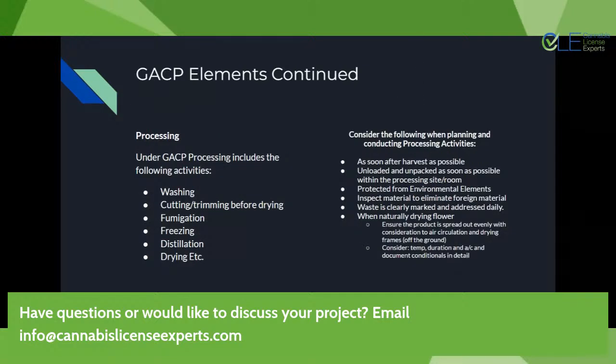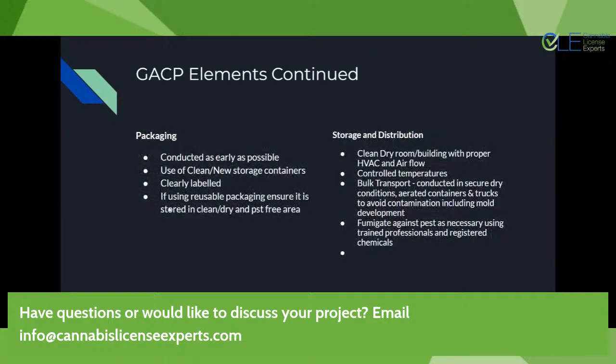Okay, processing. So processing under GACP, if you don't have a GMP, is going to have a bit of a Venn diagram where these activities overlap between GACP and GMP. But washing, cutting, trimming, fumigation, freezing, distillation, drying, any activities that you are doing to that plant before you're running it through another machine, or even if you are using trimming machines, they are going to respect the quality of your plants and all the other fun activities behind that.